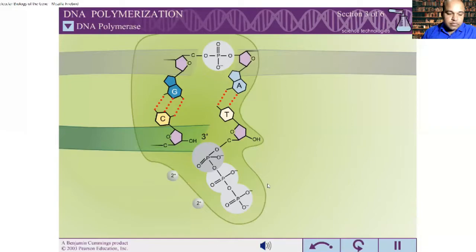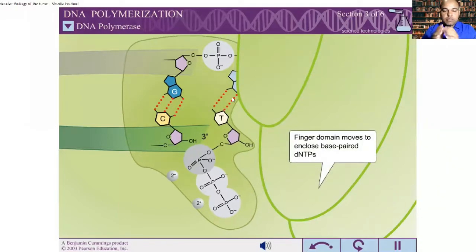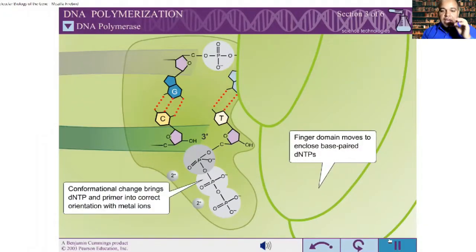Once a correct base pair is formed between the incoming dNTP and the template, the finger domain moves to enclose the dNTP. This conformational change brings correct base pair बन गया, फिर तो कुछ नहीं है, फिर तो दो चार लोगों को बताना होता है, फिर उसके बाद में they will push you and there will be a permanent bond that will be produced. Okay, तो यहाँ पर एक correct base pair बनने की देरी थी.